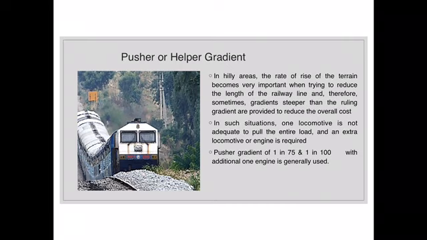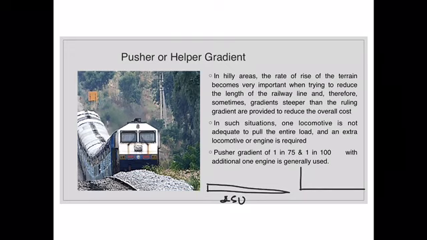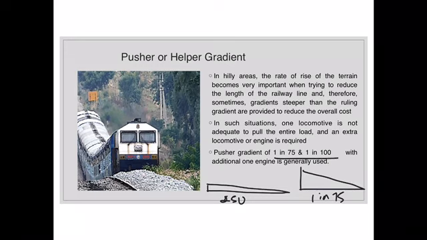In such a situation, where the gradients are very steep compared to the ruling gradient, one locomotive may not be sufficient to haul the complete train. The entire load cannot be hauled. So to move the train in such conditions, an additional locomotive or engine is required. For example, for our ruling gradient I am talking about 1 in 150. Sometimes it is unavoidable to provide a steeper gradient. You can see here the limitation for the pusher gradient is 1 in 75.